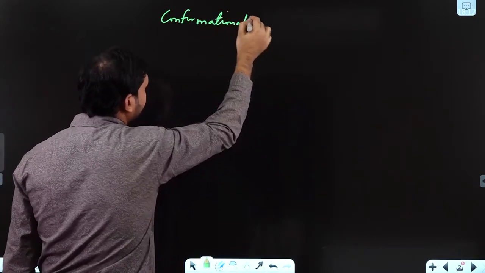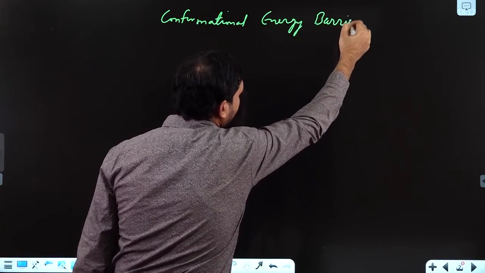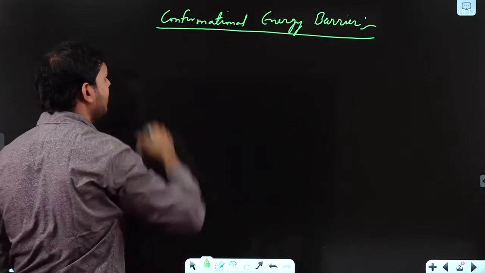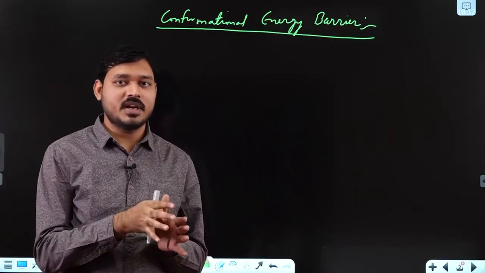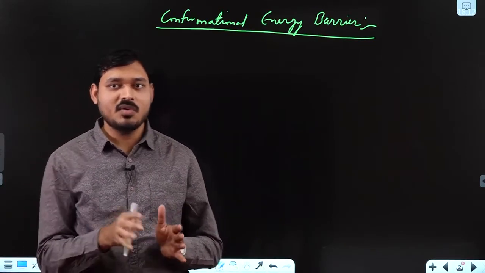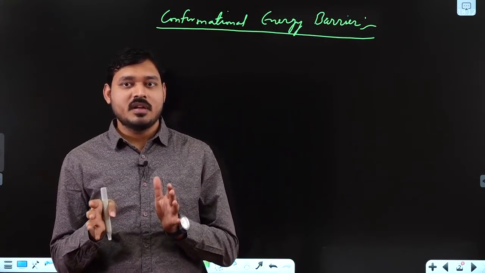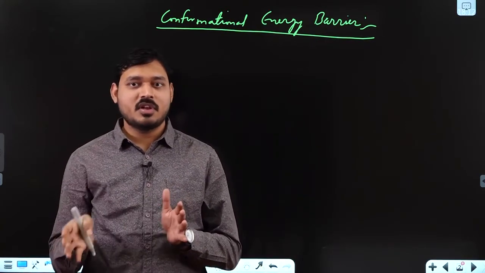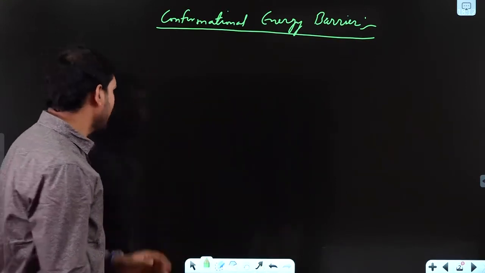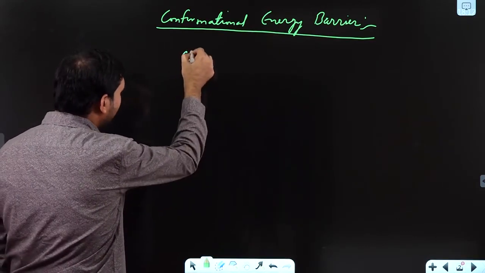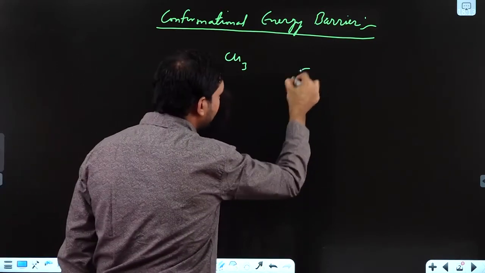Conformational energy barrier. Now what is this? As we know, one conformer is easily converted or rotated into another conformer. How? Due to single bond free rotation, right? But when interchanging from one form to another form, there may be energy variations. So this is studied in conformational energy barrier. Let's take the easiest example again, ethane. Okay, as we know, two conformers are possible.